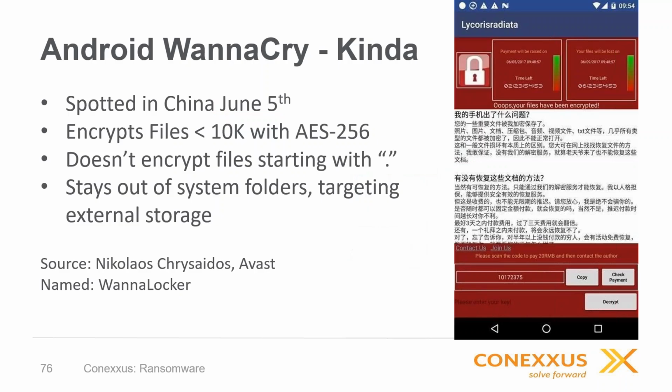Also in China, just spotted earlier this month, is one that looks like this, which may spread in an English version shortly. It's known to encrypt files that are less than 10K in size because it's an Android device and not a full-size computer. It uses AES 256. It doesn't encrypt files that start with .dot or files in the system folders of the Android device.